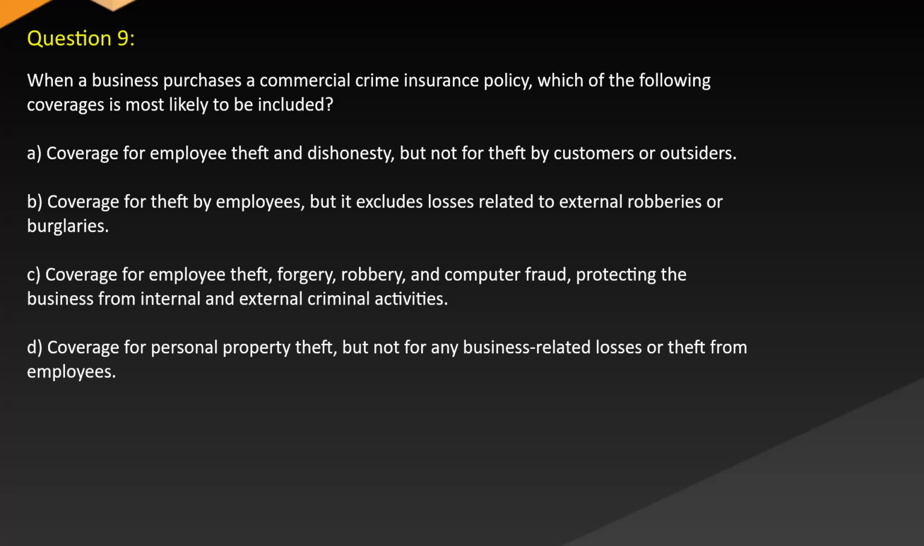Question 9. When a business purchases a commercial crime insurance policy, which of the following coverages is most likely to be included? A. Coverage for employee theft and dishonesty, but not for theft by customers or outsiders. B. Coverage for theft by employees, but it excludes losses related to external robberies or burglaries. C. Coverage for employee theft, forgery, robbery, and computer fraud, protecting the business from internal and external criminal activities. D. Coverage for personal property theft, but not for any business-related losses or theft from employees.